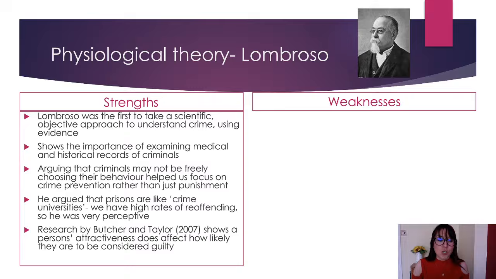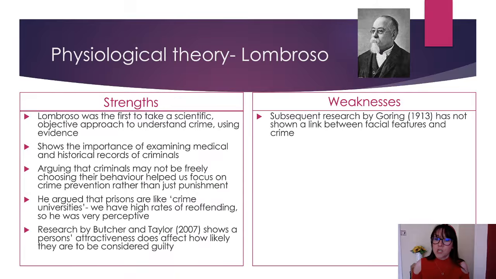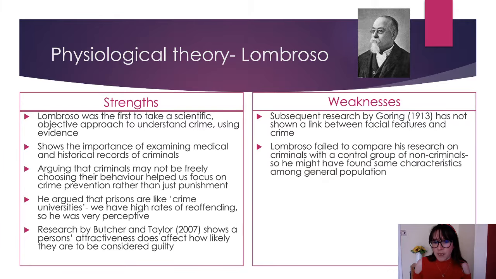Butcher and Taylor show a person's attractiveness does affect how likely they are to be considered guilty, hence why people like Ted Bundy got away with it for so long. Weaknesses, however: subsequent research by Goring in 1913 has not shown a link between facial features and crime. So obviously Lombroso says things about beaked noses or protruding ears and things leading to people doing certain crimes. Goring saw no such link.